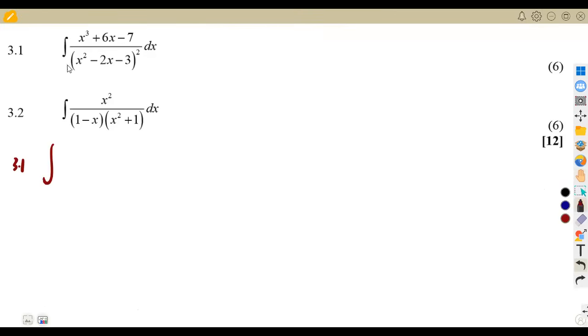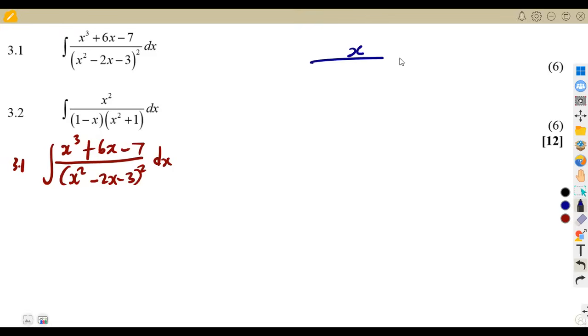We are supposed to integrate with respect to x, x cubed plus 6x minus 7, everything over the bracket of x squared minus 2x minus 3 squared, with respect to x. And also remember, with our partial fractions, the numerator is always supposed to have the lesser exponent.